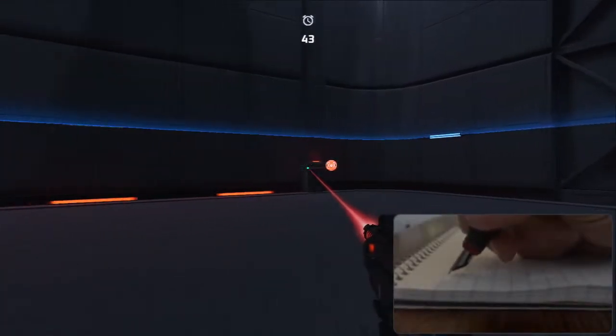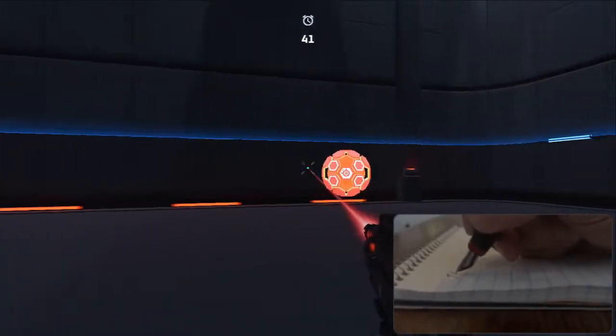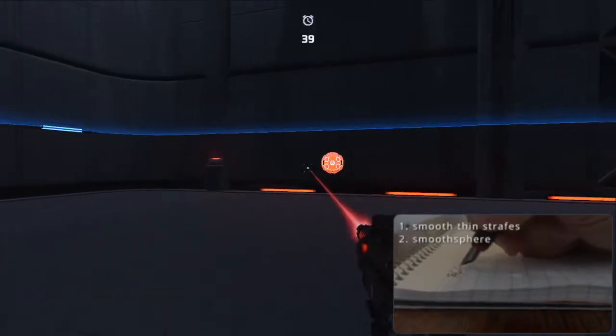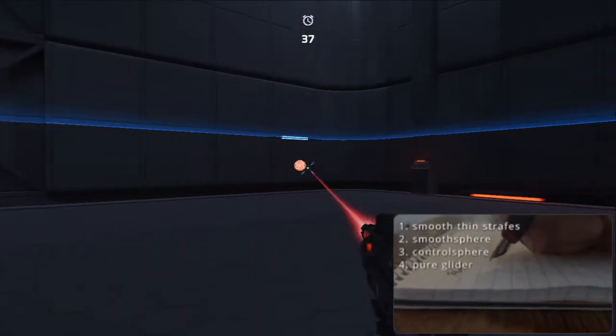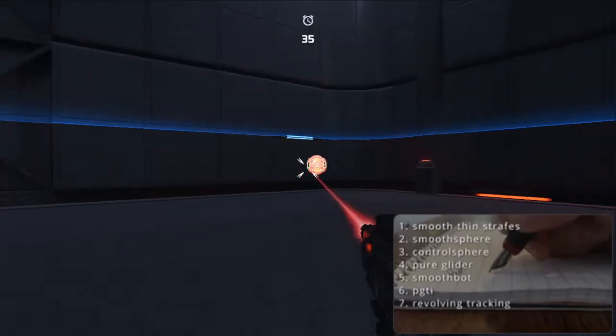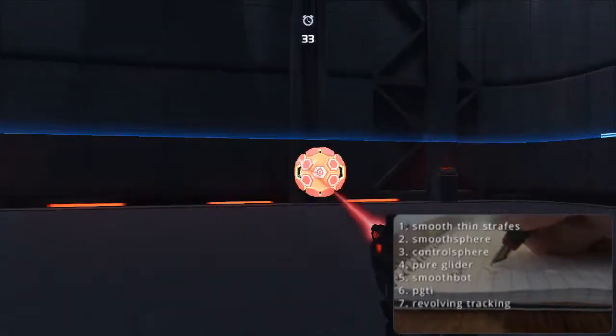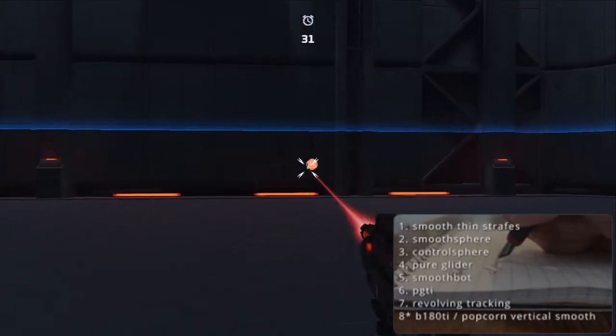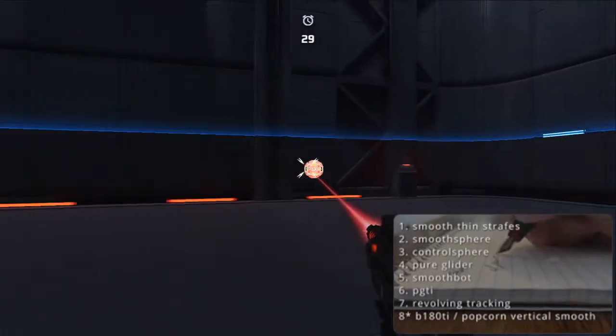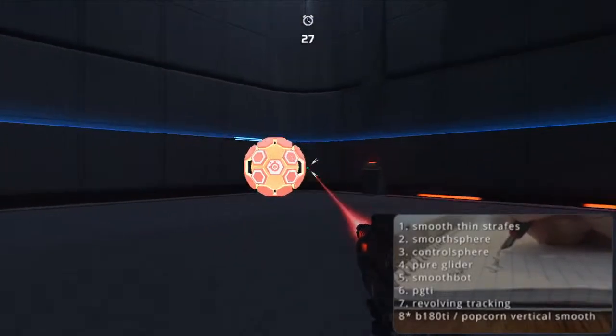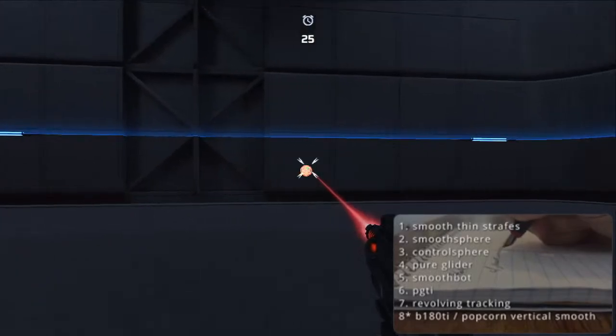If I had to make a list of all the best smooth tracking scenarios to work on, it would be Smooth Thin Strafes, Smooth Sphere, Control Sphere, Pure Glider, Smoothbot, PGTI, and Revolving Tracking. Maybe throw in Bounce 180 TI and Popcorn Vertical Smoothness for good measure. Doing all of these will give you full coverage of all the smoothness tracking acuity you need for FPS games.